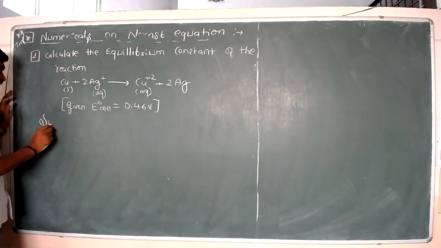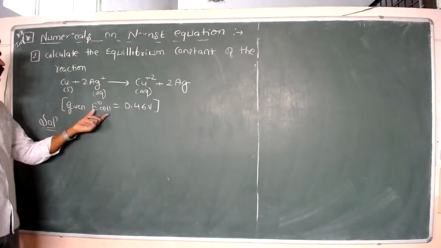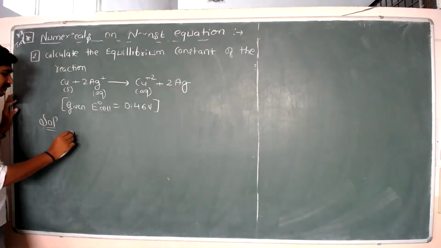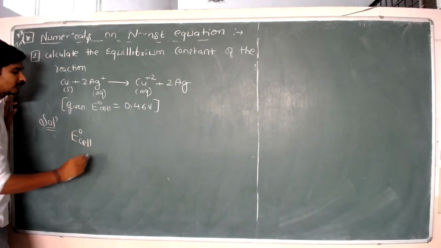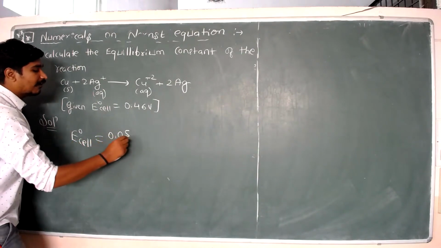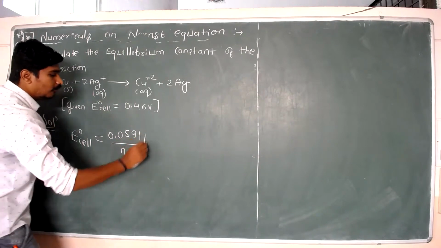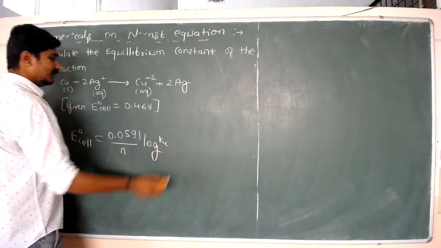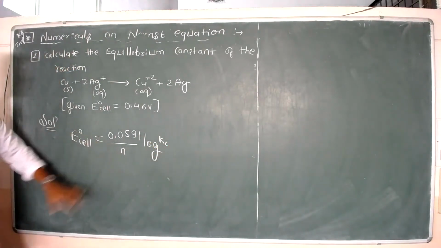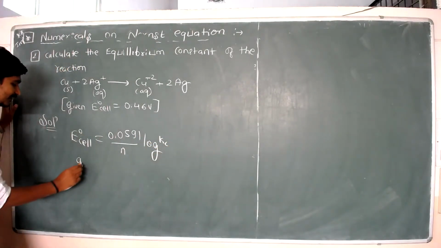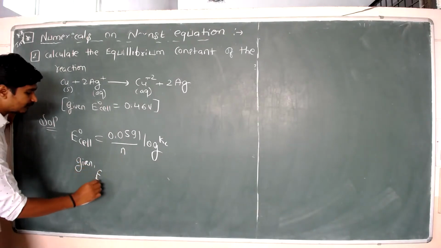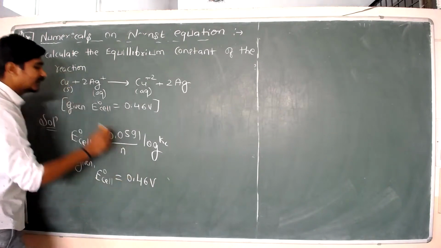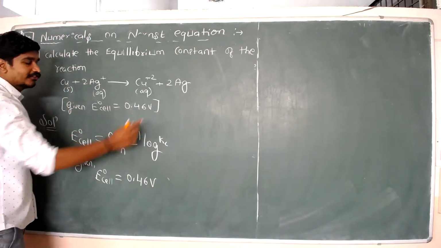Now, solution. Already you know the formula. If E naught of cell is given and he is asking the equilibrium constant, one formula is there: E naught of cell is equal to 0.0591 by n log of Kc. This formula you should use here. Now, what is the value of n? Given data: E naught of cell is equal to 0.46 volt.